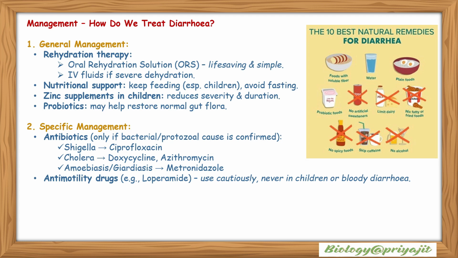Specific management: antibiotics only if bacterial or protozoal cause is confirmed. Shigella, we should treat with ciprofloxacin. If cholera occurs, doxycycline and azithromycin. Amoebiasis or giardiasis, we should treat with metronidazole. Anti-motility drugs such as loperamide, use cautiously, never in children or in case of bloody diarrhea.